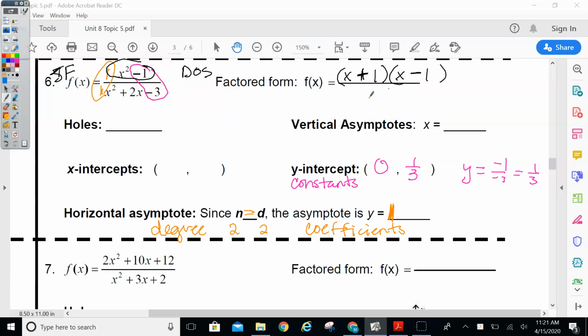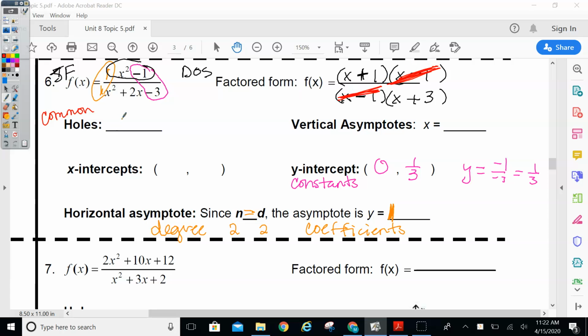The denominator is just another basic one. -3 to get 2. Well, -3 is only 1 and 3. To get a positive 2, I need the bigger one to be positive, and then this is negative. Okay, so in factored form, again, you always want to identify the holes first, for the common factors. The x minus 1s are common.